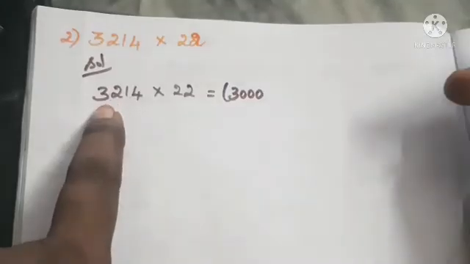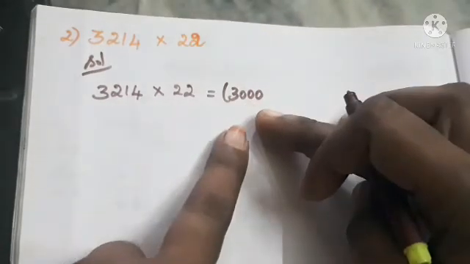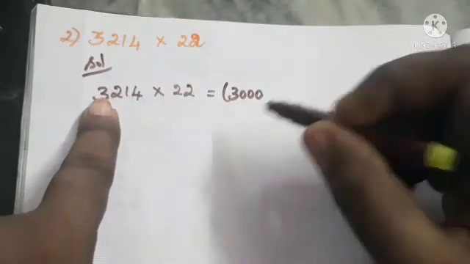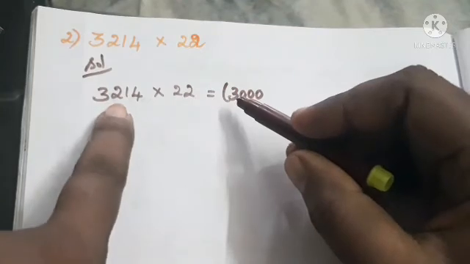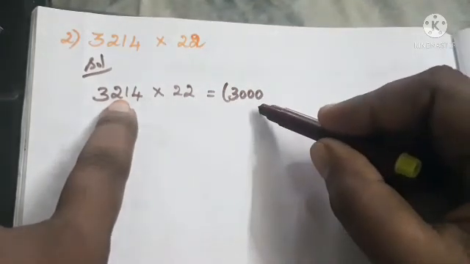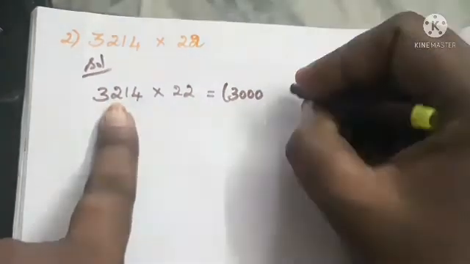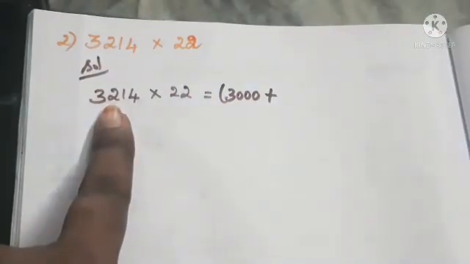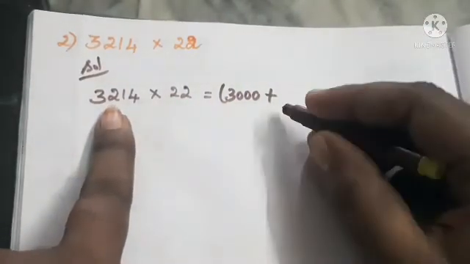3000. Listen how I have written this 3000. In the 1000 place we have 3, so we write 3 as it is, and in the hundreds, tens and ones places we write the zeros. Next, the plus symbol. Don't forget, if you are splitting the numbers, we have to write the plus symbol in between the numbers.